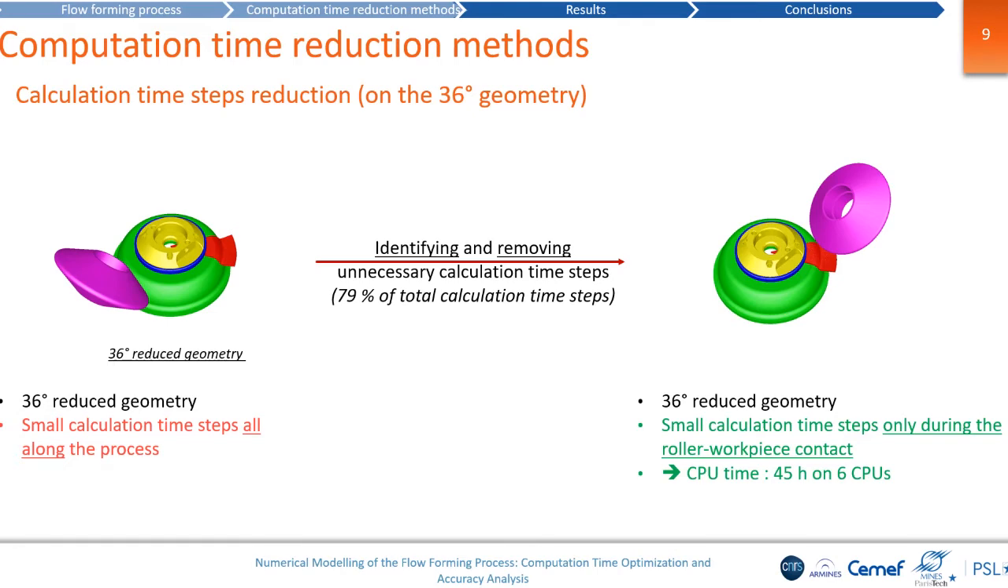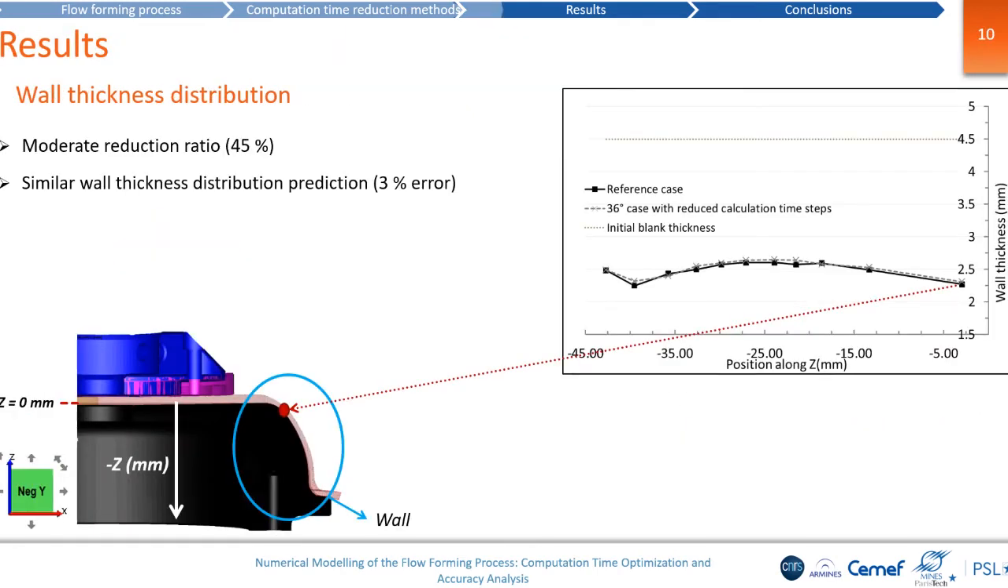The CPU time is one thing. What about the accuracy? To do so, we will focus on the thickness distribution on the wall, that is this part, of our piece. We will plot the thickness here all over the z direction, that is -1. The red point is the starting point for the measurement, and then we are comparing in black the reference case, that means the full case, and the 36-degree case in gray, and we can see that the results are quite similar. We have less than 3% of error in the thickness prediction.